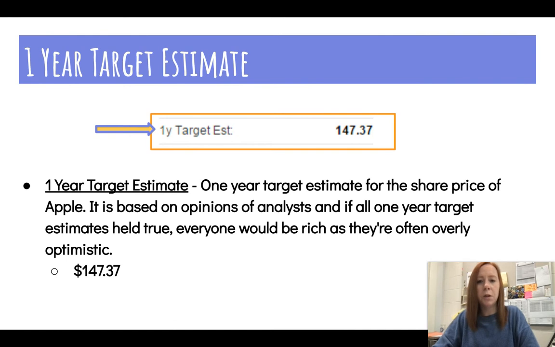Next, you have the 1-year target estimate. Now, I wouldn't live your life by this number. It's based on opinions of analysts of what they think the price will reach in 1 year. I think they're sometimes overly optimistic. Yes, it's good to know what analysts think, but you should be doing your own homework. So for this particular stock quote, Apple, they think it is going to reach $147.37 at the end of the year.